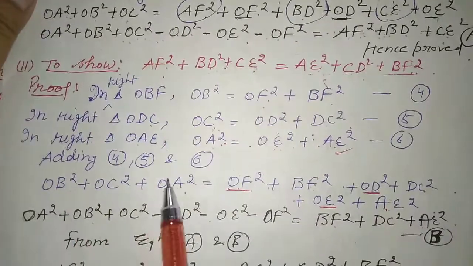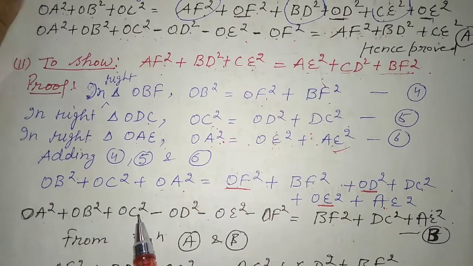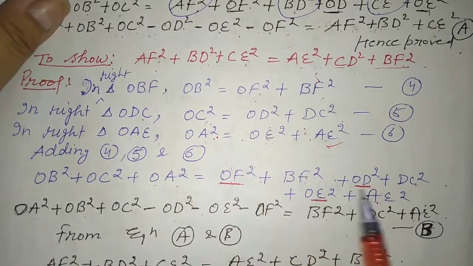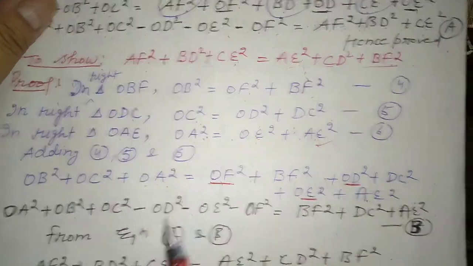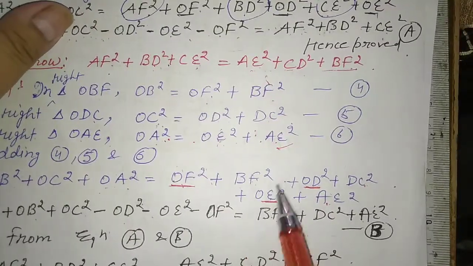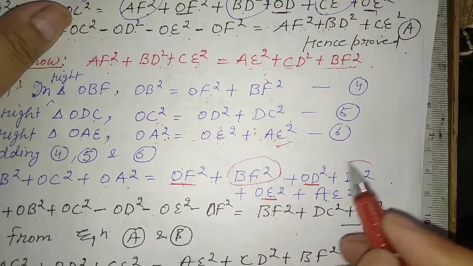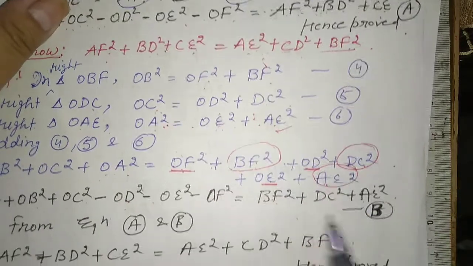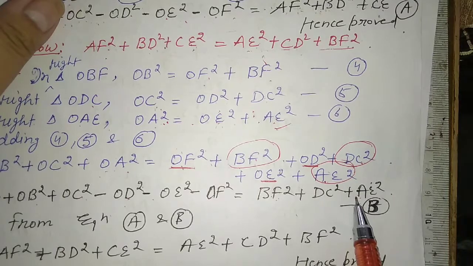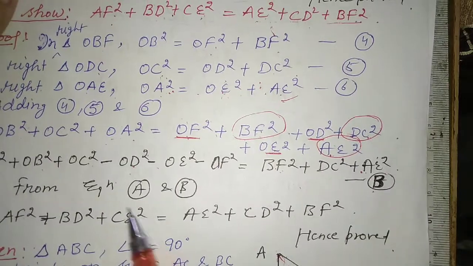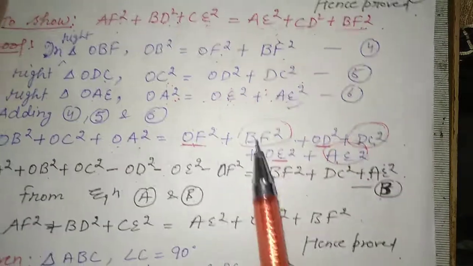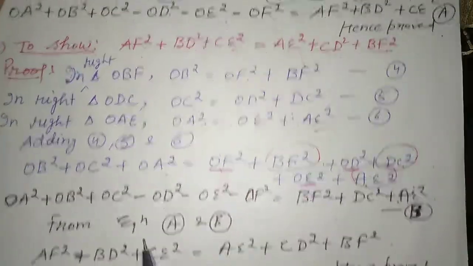OA square, here it is OA, OB, OC. And this OD, OF and OE we will transpose to the left side. So what is remaining here? BF square, DC square and AE square. This is left here. So this is equation number A we have taken, and this is equation number B. So from equations A and B, what we are getting, the left sides are equal.